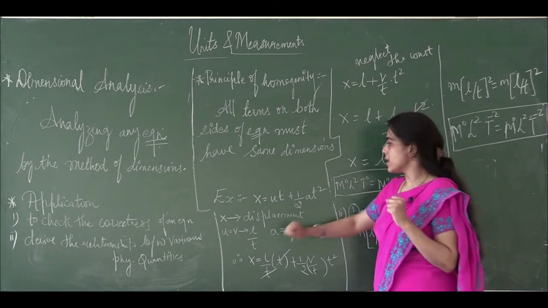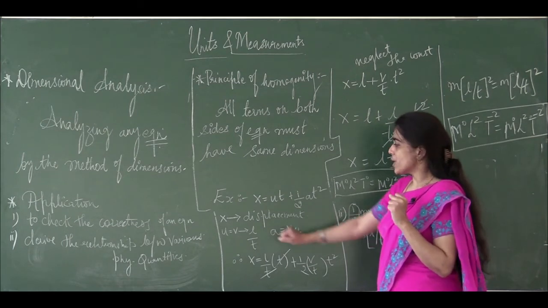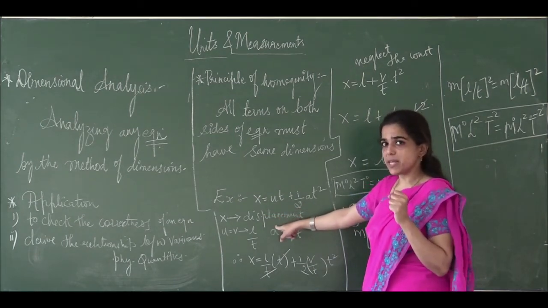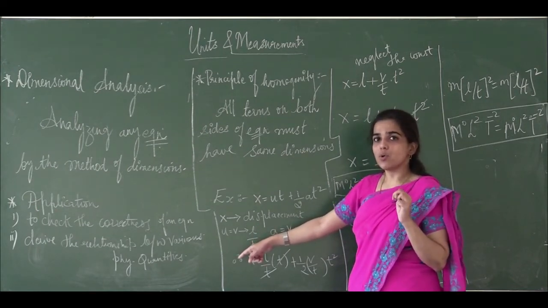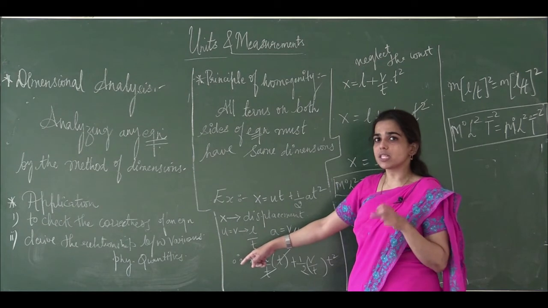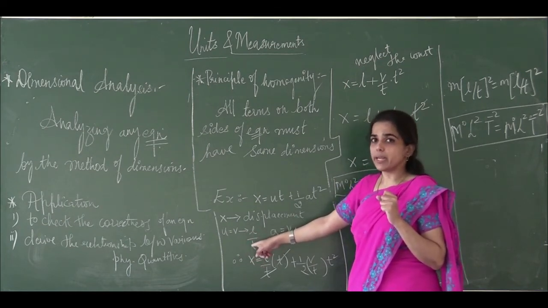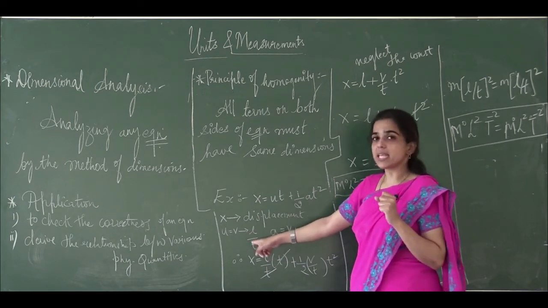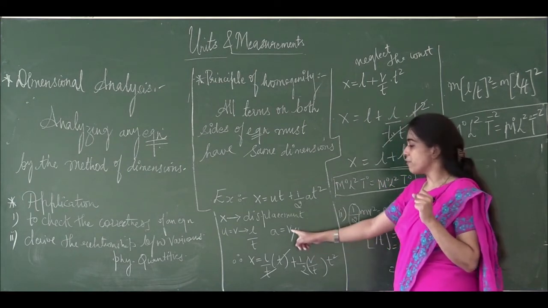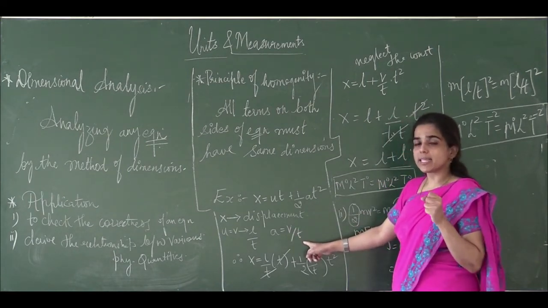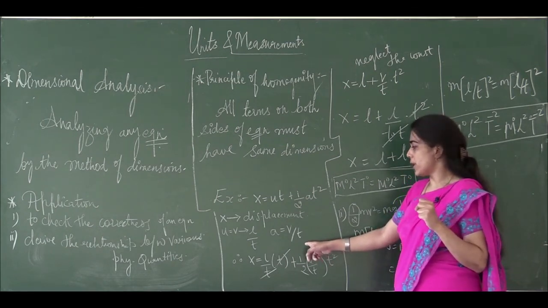Let us consider the equation x is equal to ut plus half at square. Here x is the displacement. We know that u is the initial velocity, and v is the final velocity, where velocities are represented in terms of displacement and time, so we have taken it to be L by t. And acceleration is written in terms of v by t, that is, acceleration is nothing but the change of velocity with respect to time.